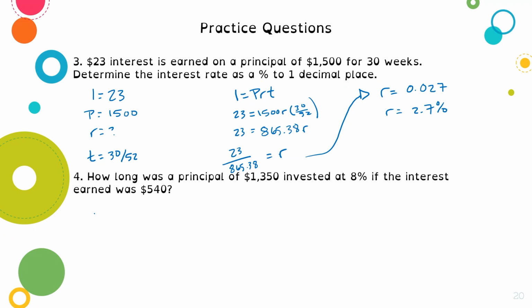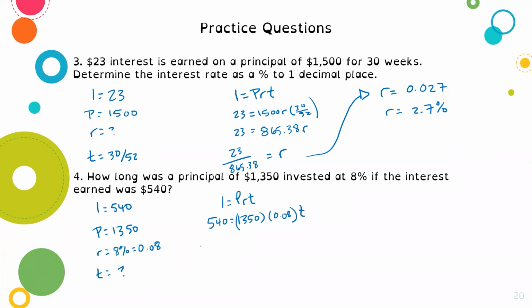Okay, number 4. How long was a principal of 1,350 invested at 8% if the interest earned was 540? So continue, you can see for all of your simple interests, it is basically the same routine. So I earned an interest of 540. My principal was 1,350. My interest rate was 8%. So that's 0.08. And my time is what I'm looking for. So I equals PRT. I is 540. P is 1,350. R is 0.08. And we're looking for T. So again, just so I don't have to go back and forth to my screen, I'm going to do it all in one go. I'm going to say 540 divided by 1,350 times 0.08 equals T.